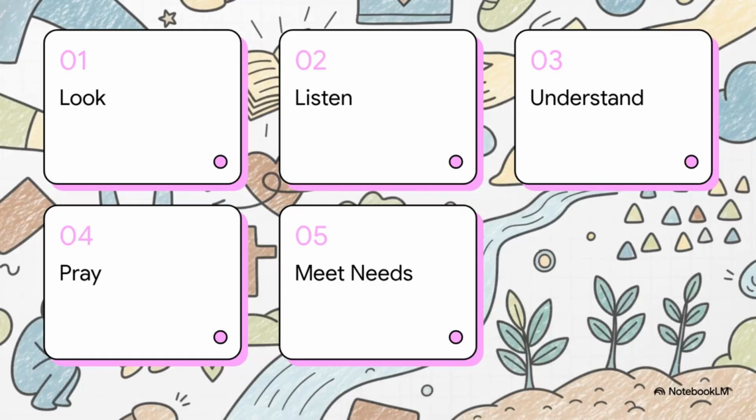So here's our agenda for today. 1. Look closely. 2. Truly listen. 3. Empathize and understand. 4. Pray together. And 5. Meet their needs.